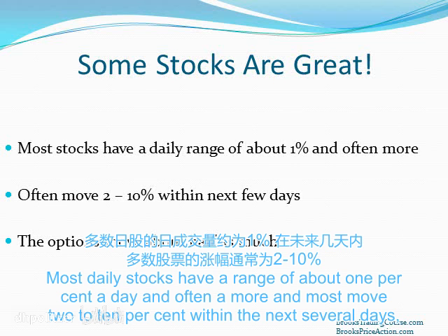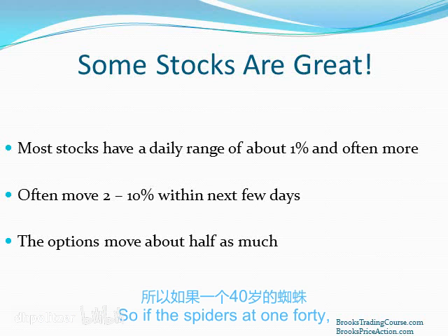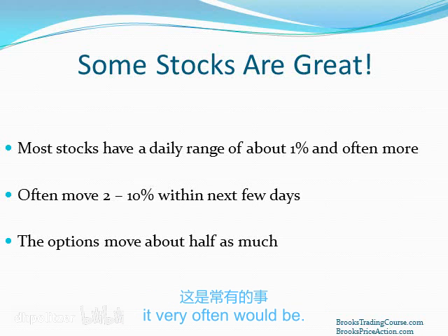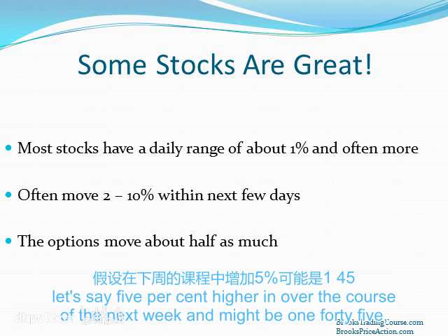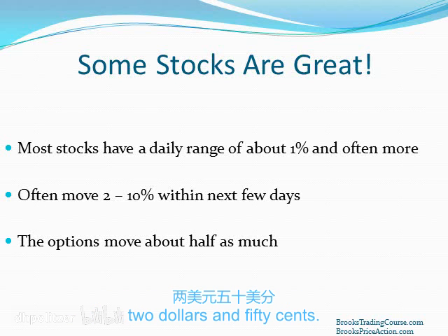Most daily stocks have a range of about 1% a day, and often more, and most move 2 to 10% within the next several days, and the options tend to move about half as much. So if the Spider's at 140, it very often would be, let's say, 5% higher over the course of the next week. It might be 145, and the option might move up. If you bought a call, it might move up $2, $2.50.